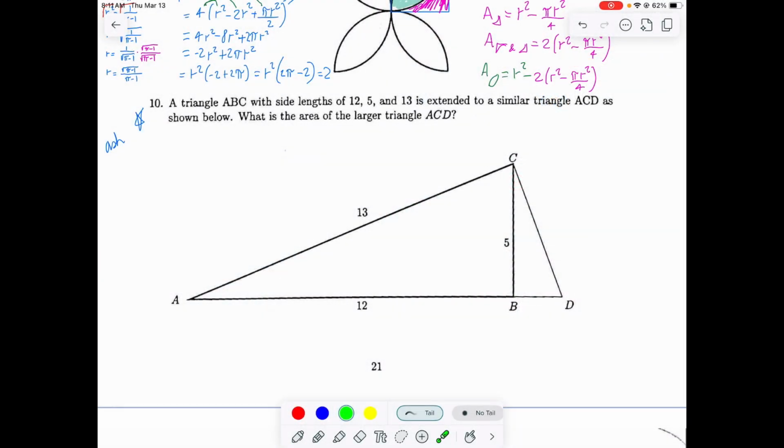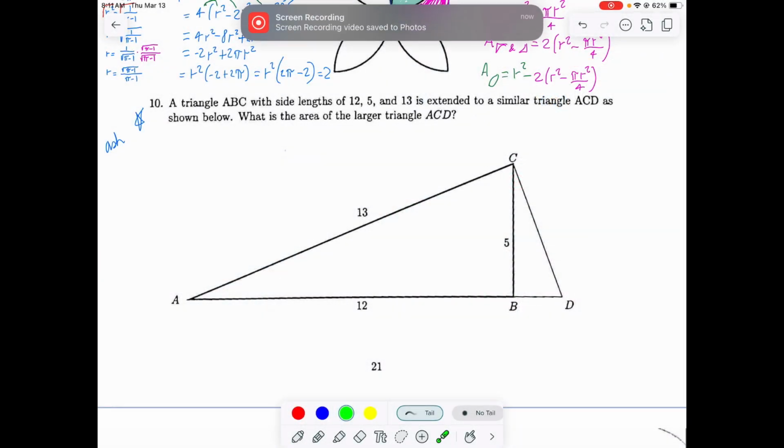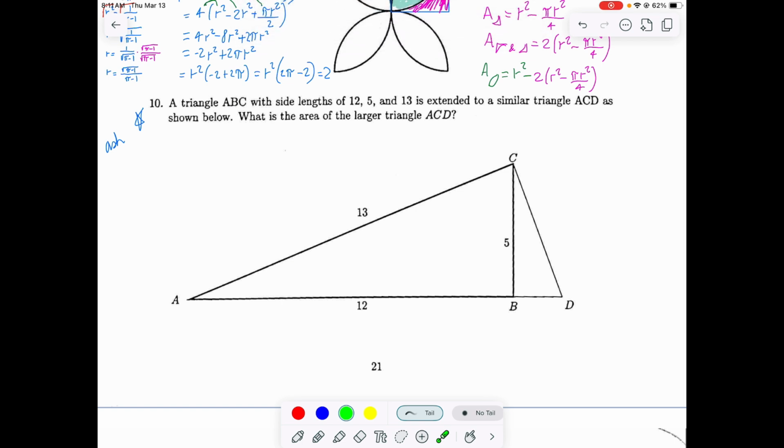Here we are on problem number 10. Triangle ABC with side lengths 12, 5, and 13 is extended to a similar triangle ACD as shown below. What is the area of the larger triangle ACD? So we want to know the area of this giant triangle.